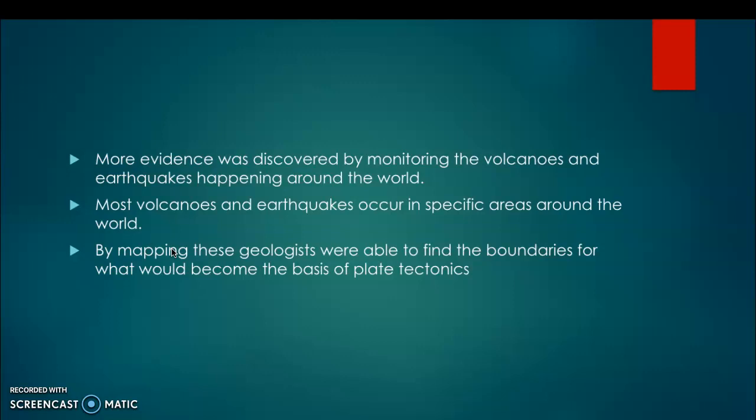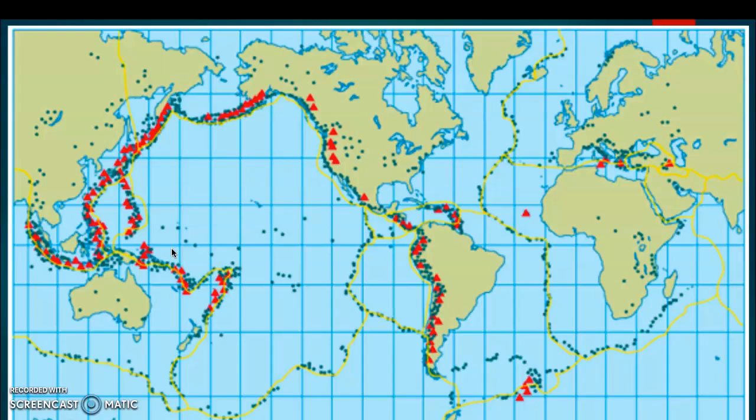All right, so we're looking for more evidence because we're scientists, so we want to find more and more data. So we start looking at volcanoes and earthquakes, and we're mapping this around the world, and for the most part they occur in very specific areas. So we start mapping these and we start finding the boundaries of what's going to become the basis for our plate tectonics. And here you see the mapping of those earthquakes and volcanoes and see where they fit. And this is actually a really good idea for where all these different plate boundaries are.